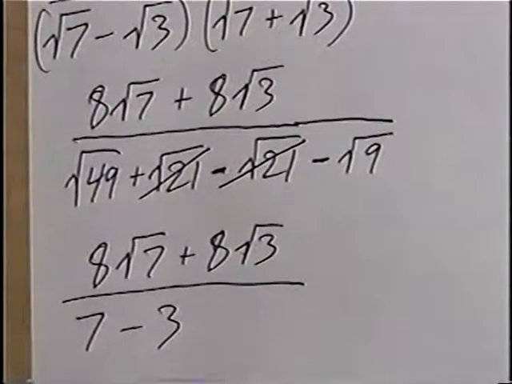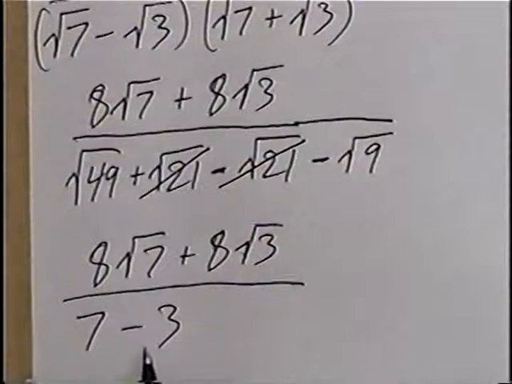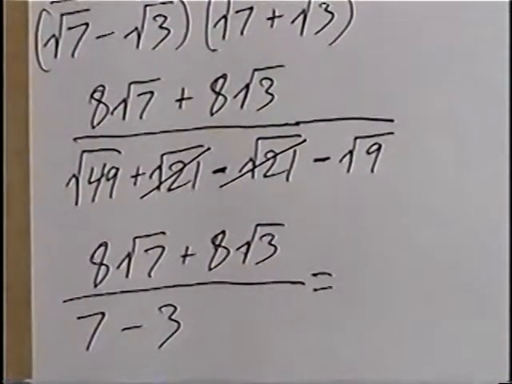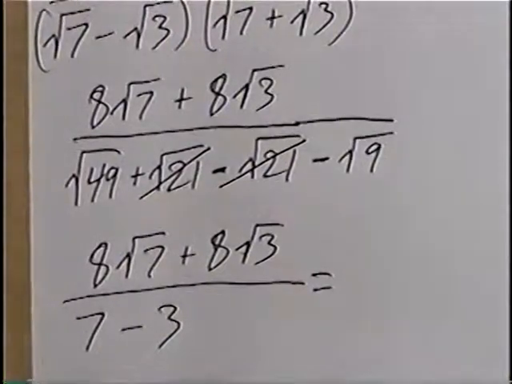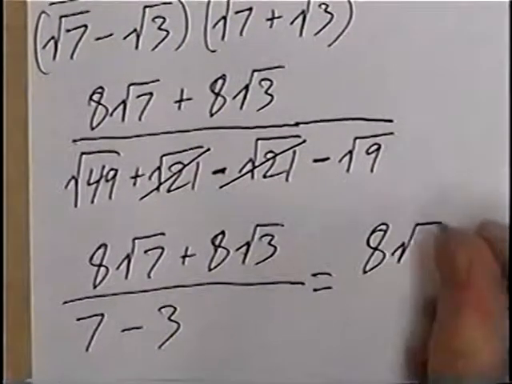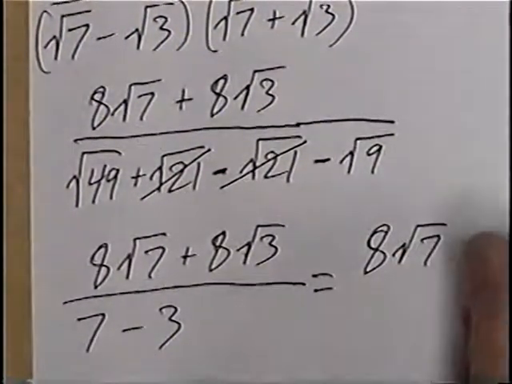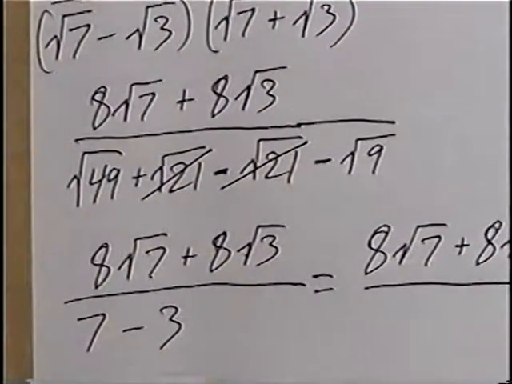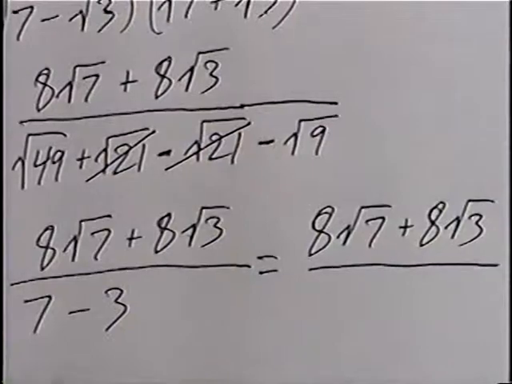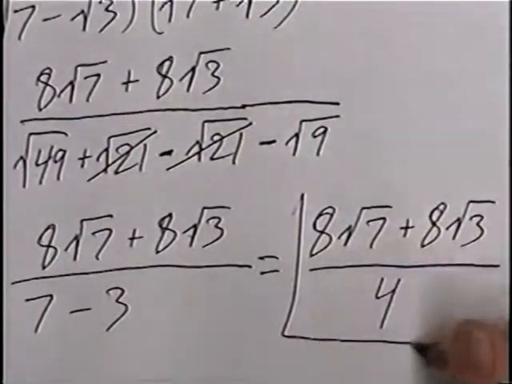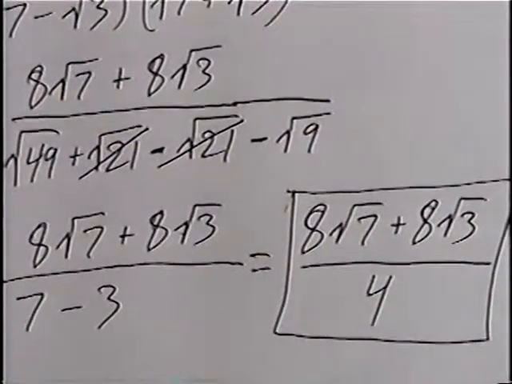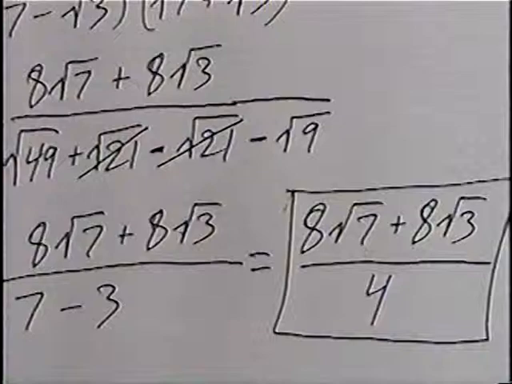After multiplying again by the conjugate and simplifying, we do not have any more radicals or square roots in the denominator. Having radicals and square roots in the numerator is okay. So the numerator would be 8 radical 7 plus 8 radical 3. And the denominator, 7 minus 3, would be 4. So our final answer, 8 radical 7 plus 8 radical 3, all over 4.